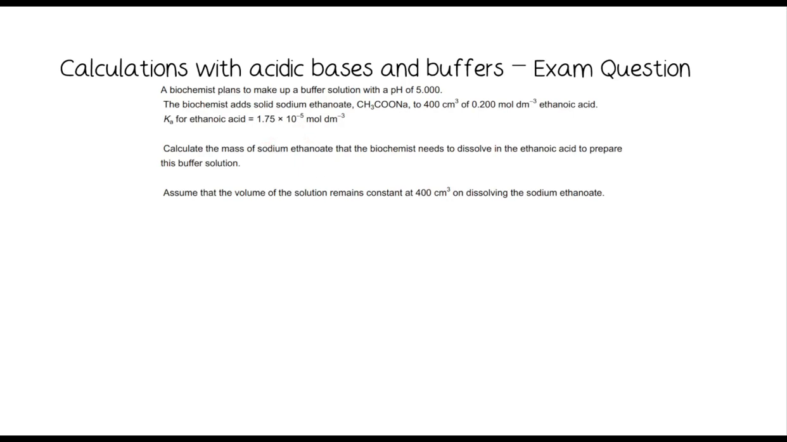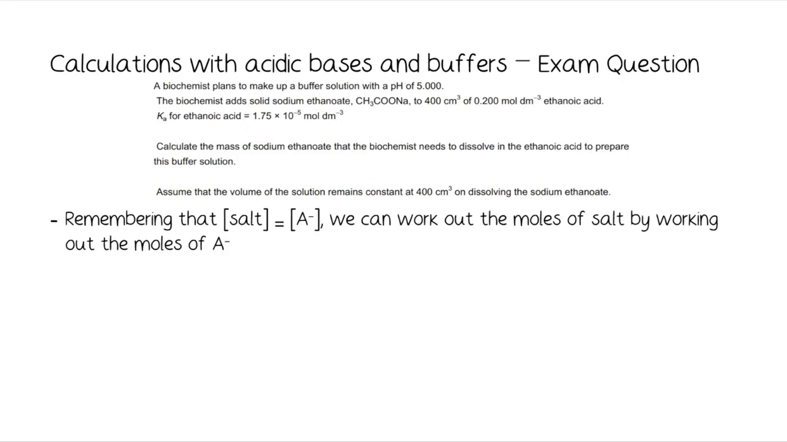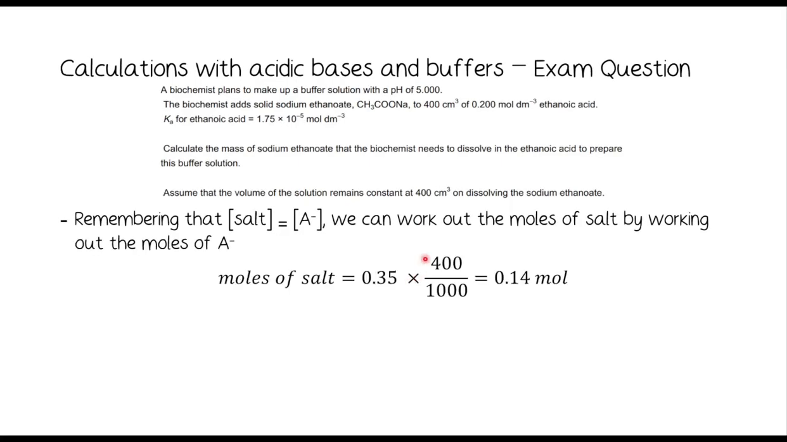So remembering that the concentration of salt equals the concentration of A- because the salt always fully dissociates, you can work out the moles of A-. So the moles of salt would be the concentration times volume, and we just worked out the concentration of 0.35. We've been told the volume is constant at 400 centimeters cubed, and it hasn't changed when you dissolve the sodium ethanoate. So you do 400 divided by 1,000. That gives you 0.14 moles.